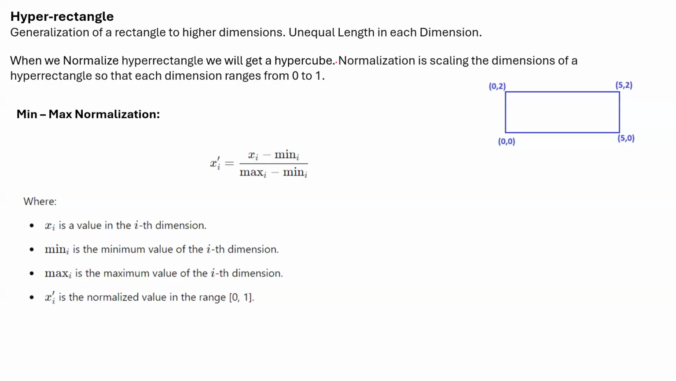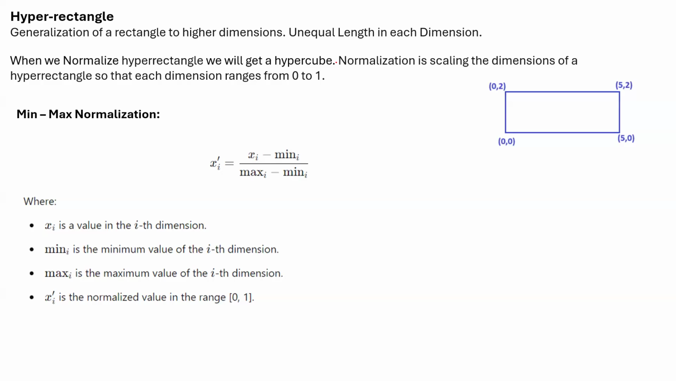Okay, so normalization is such a kind of stuff, scaling or transforming the dimensions of a particular figure. Normalization is scaling the dimensions of a hyper rectangle such that each dimension ranges from 0 to 1. So when we normalize a hyper rectangle, we will get a hypercube. That is what normalization actually means: scaling the dimensions of a particular figure. Now, how do we perform this normalization? One kind of normalization is min-max normalization. So how do we normalize using this particular formula?